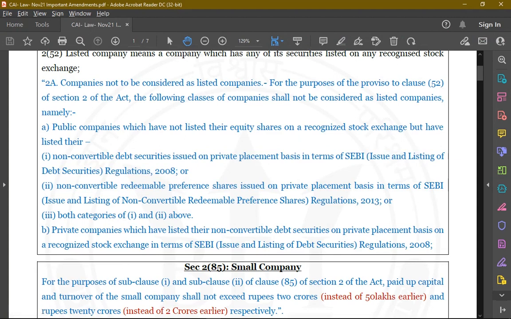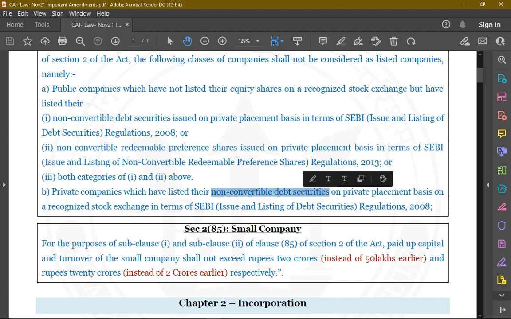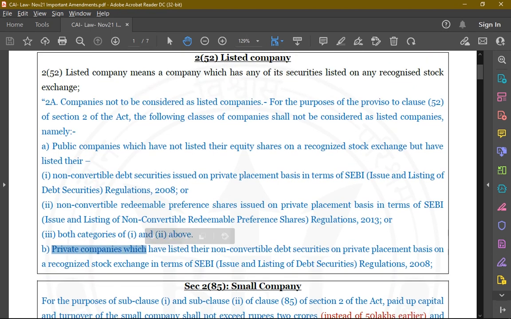All right. B point says about the private companies. It says that have listed their non-convertible debt securities on private placement basis. So basically we know that private companies generally do not have any right to go for public invitation. So if private companies have issued non-convertible debt securities on private placement basis, and if it is registered on stock exchange, still this company will be considered as non-listed company.